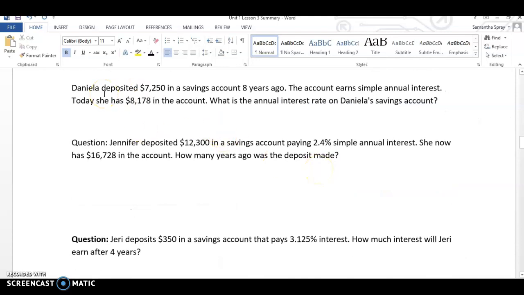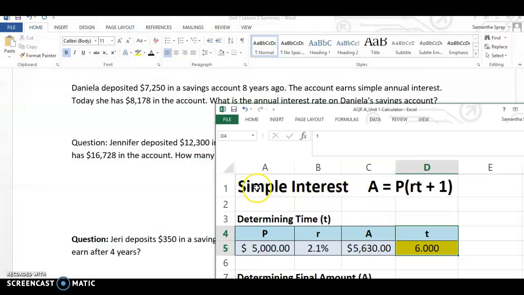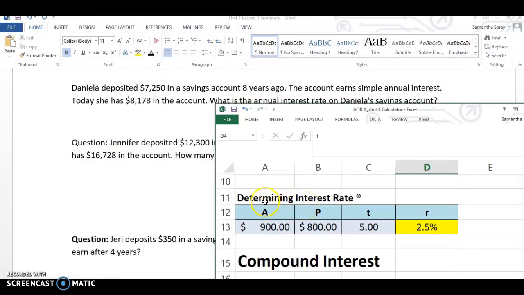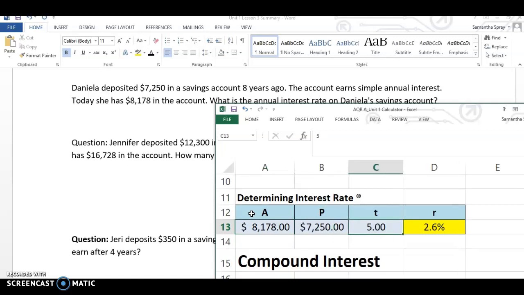On this one, we've got Daniela, who deposited $7,250 in a savings account 8 years ago. The account earned simple annual interest. Today, she has $8,178 in the account. What was the annual interest rate? To find the annual interest rate, I'm still under simple interest, and I want to find the one that says determining interest rate. My final amount was $8,178. I started out with $7,250, and the time was 8 years. Therefore, my interest rate is 1.6%.